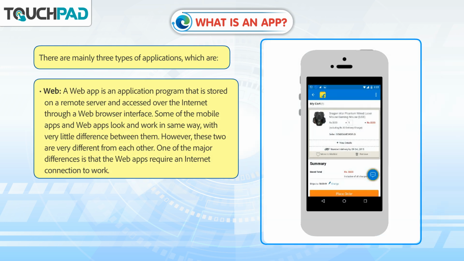A web app is an application program that is stored on a remote server and accessed over the internet through a web browser interface. Some of the mobile apps and web apps look and work in same way, with very little difference between them. However, these two are very different from each other. One of the major differences is that the web apps require an internet connection to work.